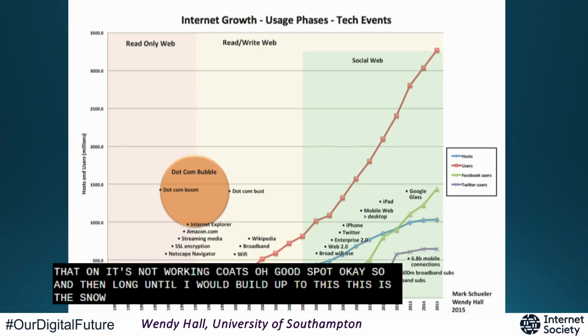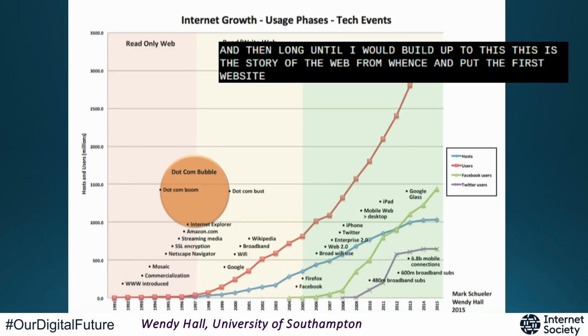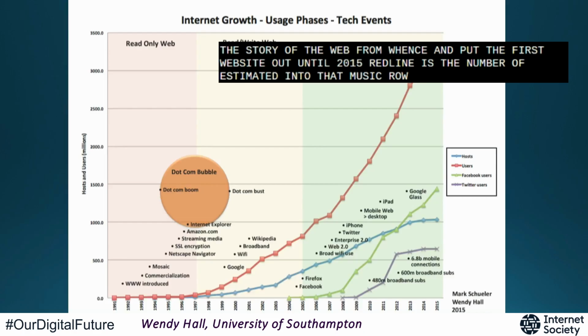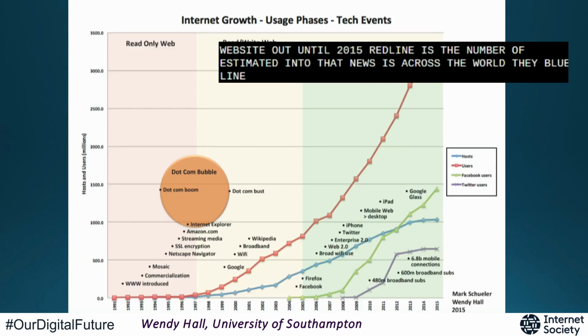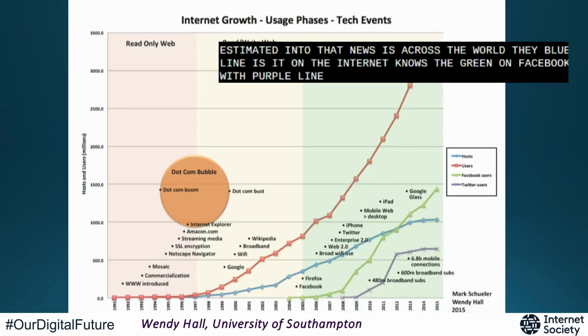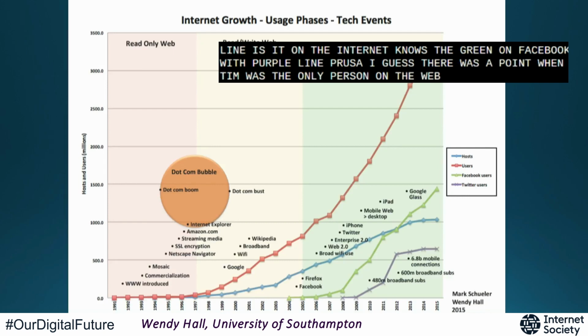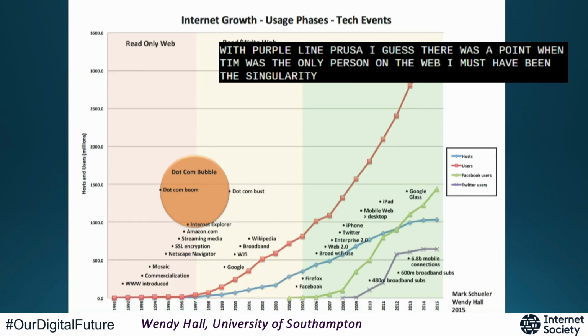This is the story of the web from when Tim put the first website up until 2015. The red line is the number of estimated internet users across the world. The blue line is the number of internet nodes. The green line's Facebook. The purple line's Twitter. And of course, right at the beginning, I guess there was a point when Tim was the only person on the web. There must have been a singularity at that point, Tim.